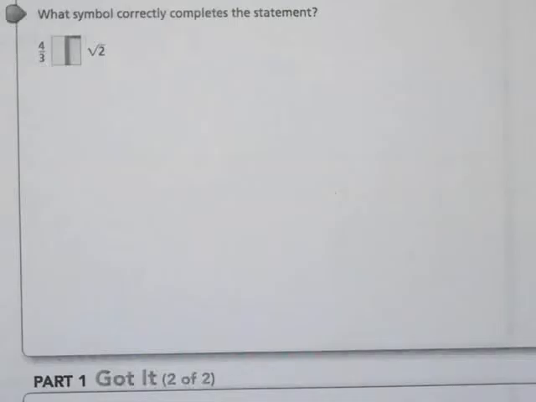In this video, we're going to talk about ordering rational and irrational numbers. In other words, putting them in order from least to greatest or greatest to least. So let's jump right in.